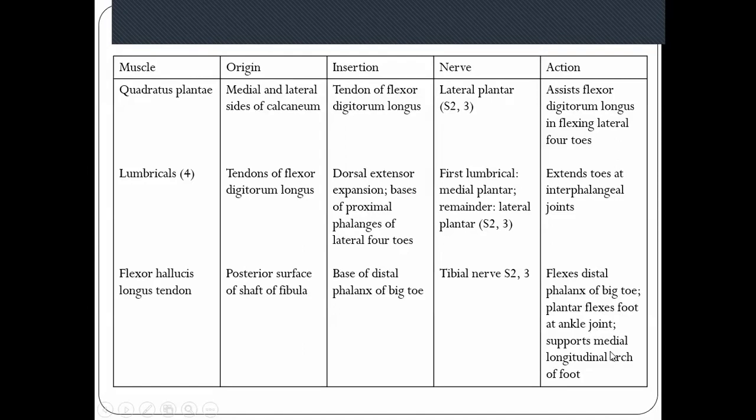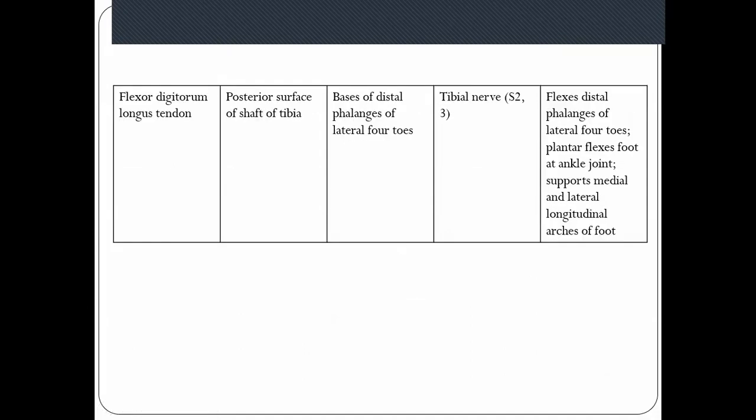Also, it supports the medial longitudinal arch of the foot. And the flexor digitorum longus tendon is supplied by the tibial nerve. It flexes the distal phalanges of the lateral four toes and plantar flexes the foot at the ankle joint. This tendon supports both the medial and lateral longitudinal arches.